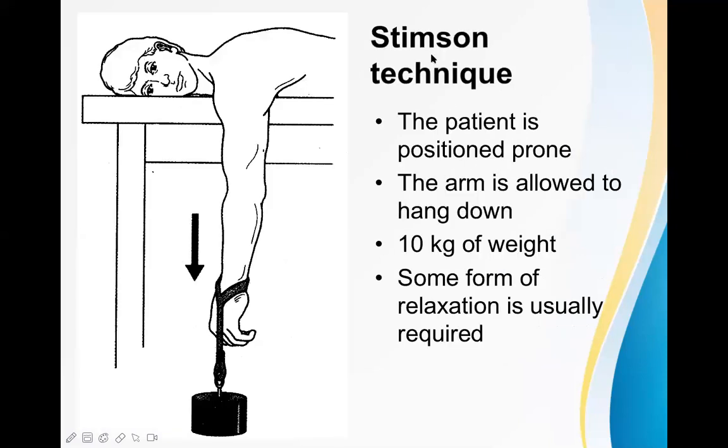Another is called Stimson technique. Now see this. If you look at this picture, it is quite well understood. The patient is positioned prone on the bed or on the examination table. The arm is allowed to hang down with 10 kg of weight. See this, the 10 kg of weight is applied on the hanging arm at the wrist area.